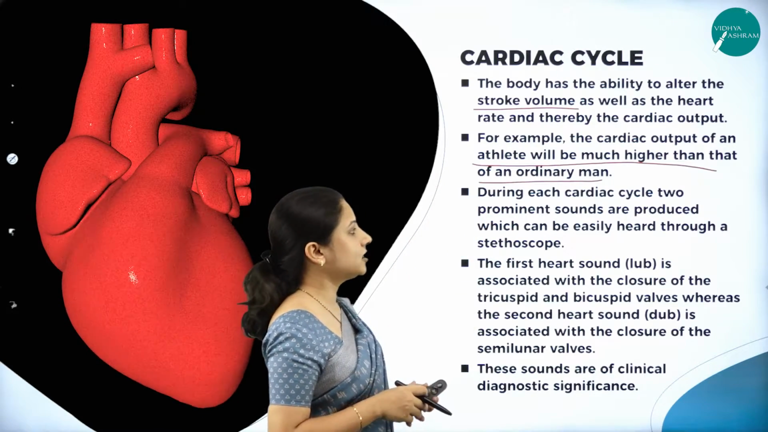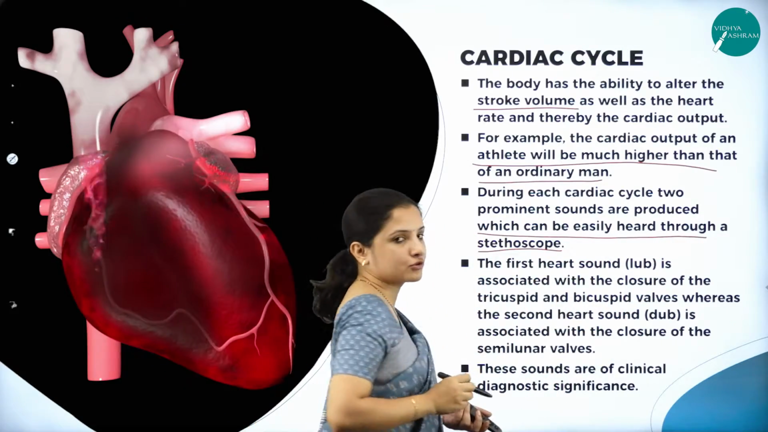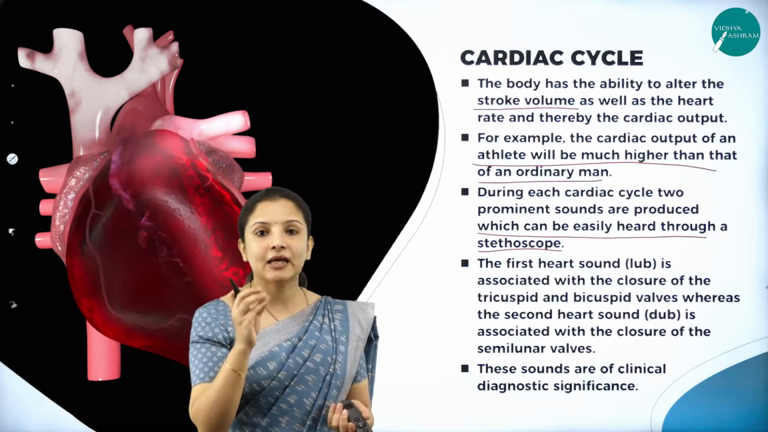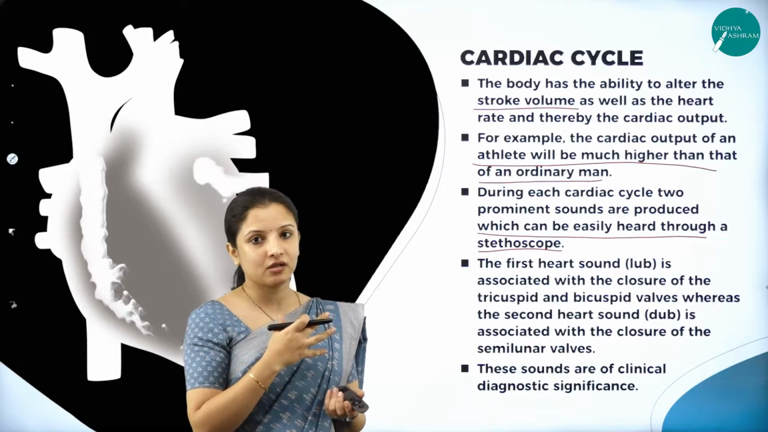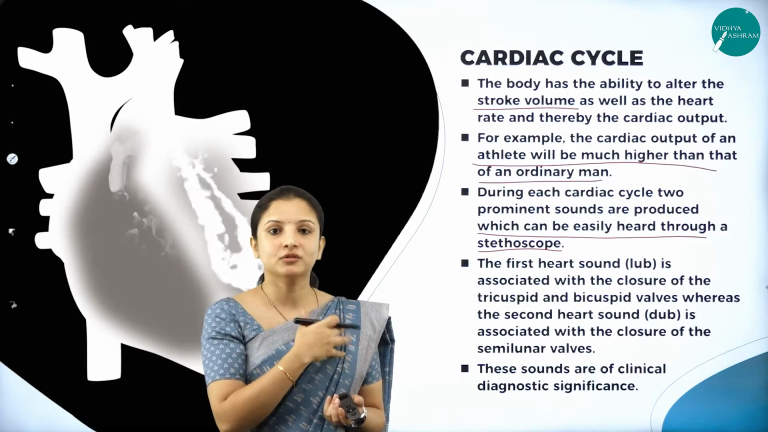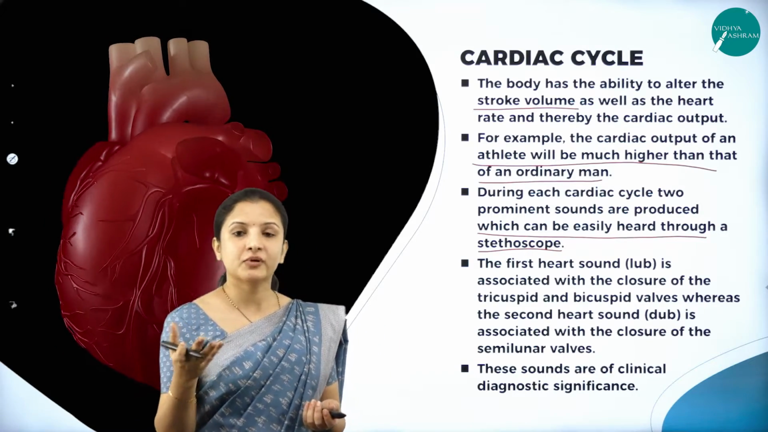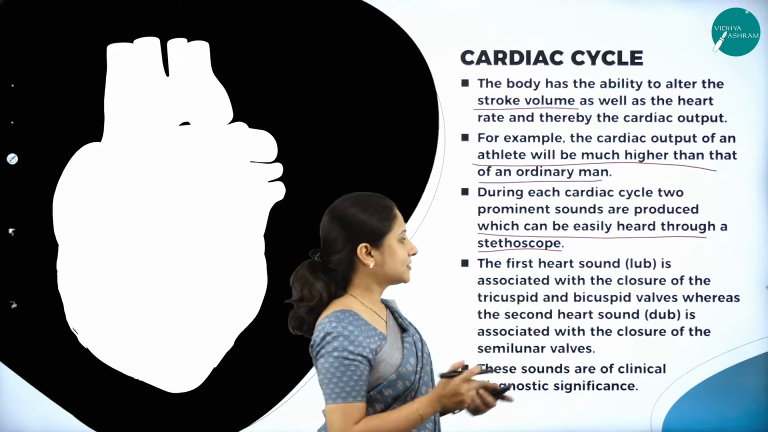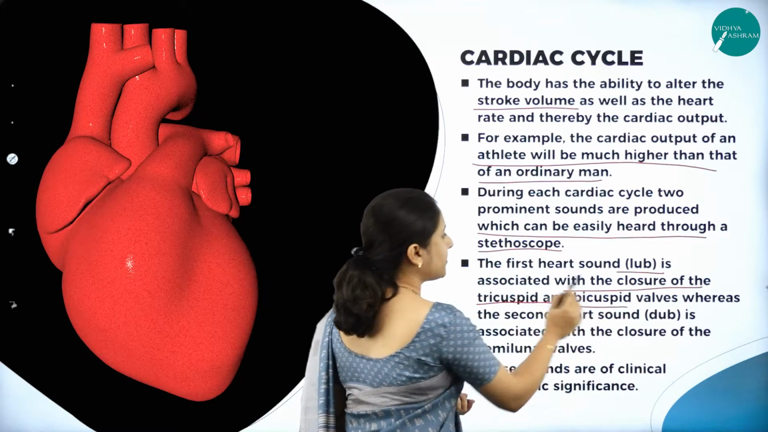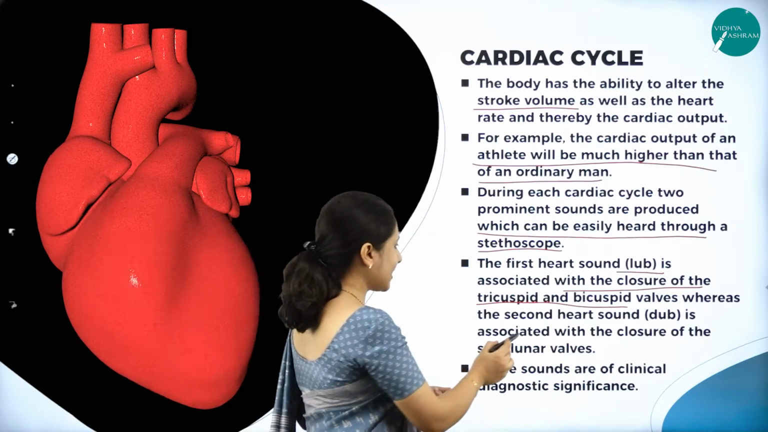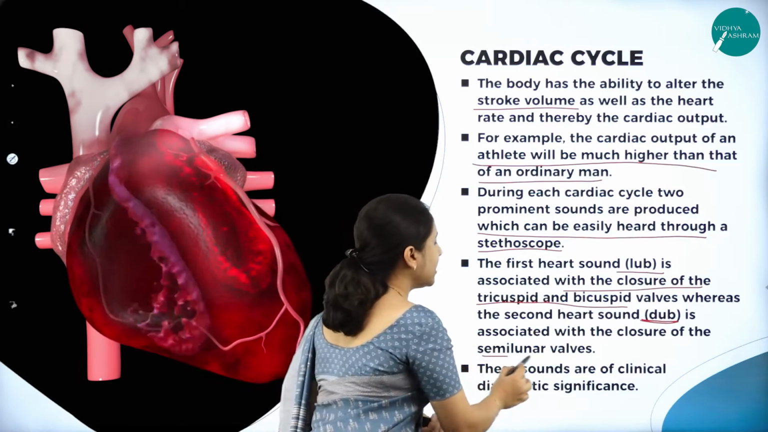In each cardiac cycle, two prominent sounds are produced which can be easily heard through a stethoscope. That is true, right? We can hear that lub-dub sound. So lub and dub, two prominent sounds can be heard. By counting the number of lub-dub sounds, the patient's heart condition can also be detected on a primary basis. So the first heart sound, lub, is associated with the closure of the tricuspid and the bicuspid valve, whereas the second heart sound, dub, is associated with the closure of the semilunar valve.